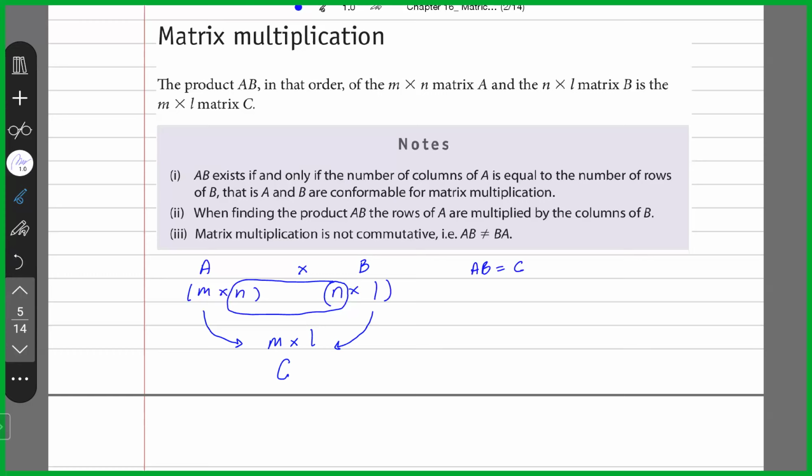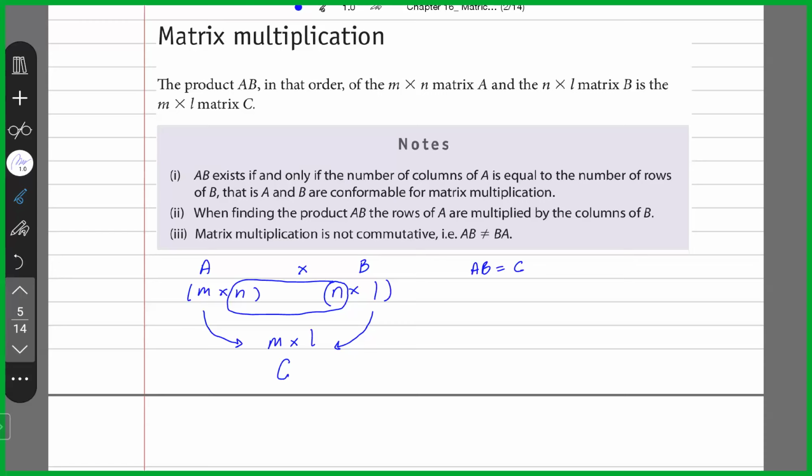So here's the note. AB exists if and only if the number of columns of A is equal to the number of rows of B. That is, A and B are conformable for matrix multiplication. So the matrix product only exists if the number of columns in the first matrix is equal to the number of rows in the second matrix.